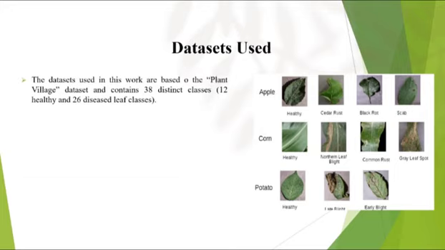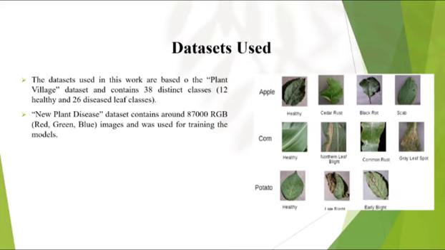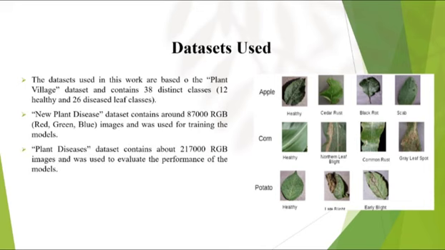During our work, we have used 2 different data sets that are based on the Plant Village dataset available on Kaggle, which contains 38 distinct classes, 12 of them are healthy and 26 are diseased. During the training of our models, we have used the new plant disease dataset, which contains around 87,000 RGB images, while for evaluating our models, we have used the plant diseases dataset, which contains about 217,000 RGB images.